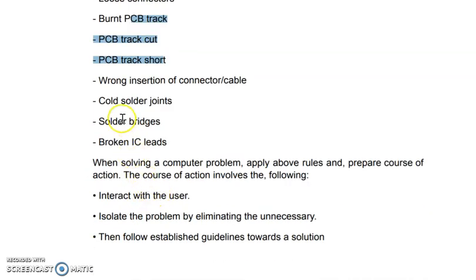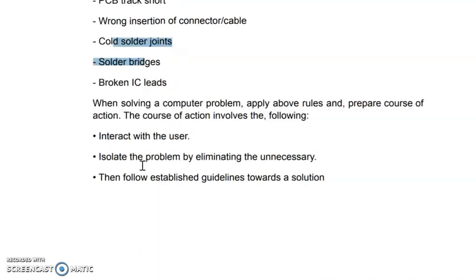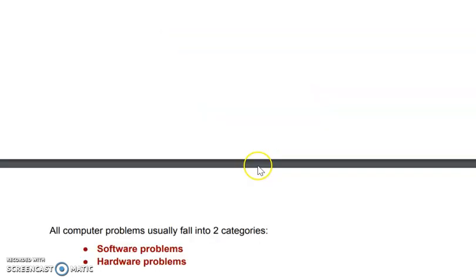Then connector and cable problems, joint-related problems, IC-related problems, and transistor-related problems may be there. You can identify these problems when you open the CPU case and start your machine. After identifying, solve the problem for the particular device.